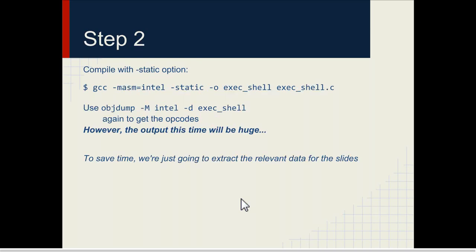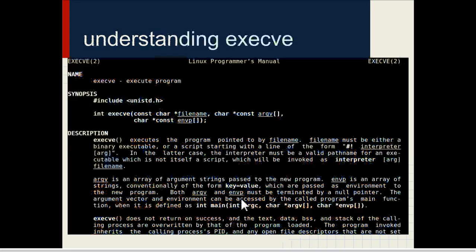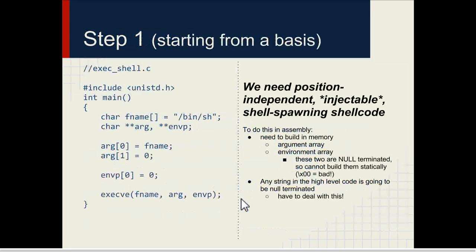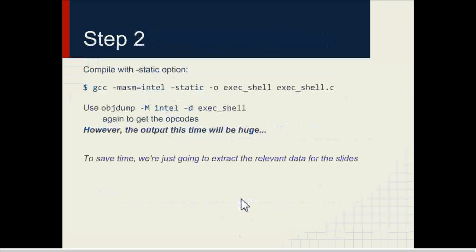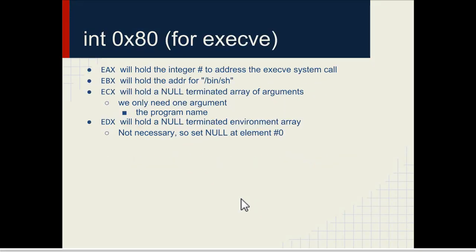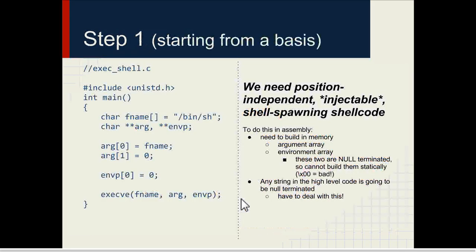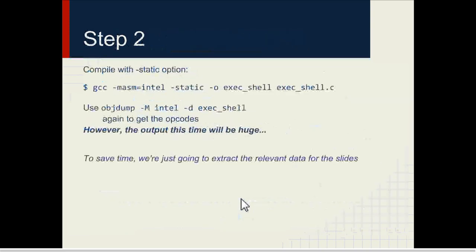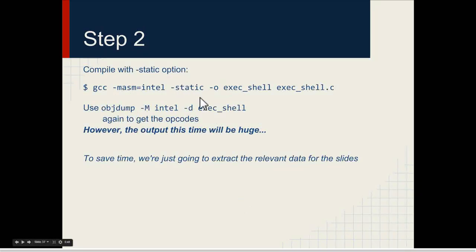So we're going to take this exec shell C code, and we're going to compile it and use objdump to see what's going on. However, when we do this, the output is going to be huge because we've included the unistd library. When we compile it statically, every single one of those functions is going to be in there. And so that's going to make the objdump output massive.